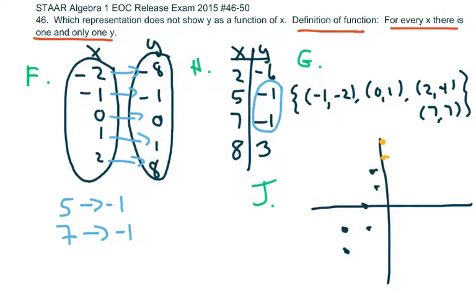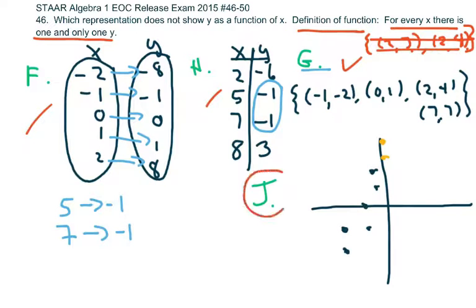Now, this G is written as a set of ordered pairs, and if we notice, every x has only one y. If it wasn't a function, it would be something like (2, 3) and then (2, 4). This would not be a function because 2 has a 3, but it also has a 4. So basically, that can't be a function. So G is fine. So the one that's not a function is J.